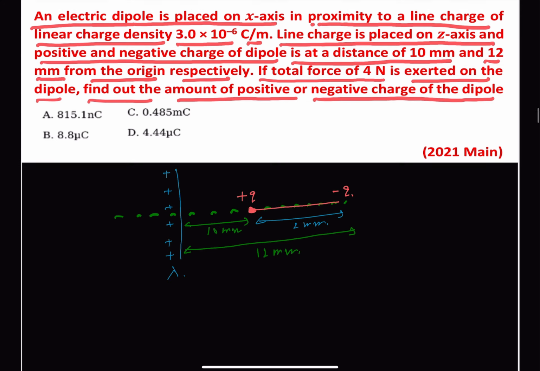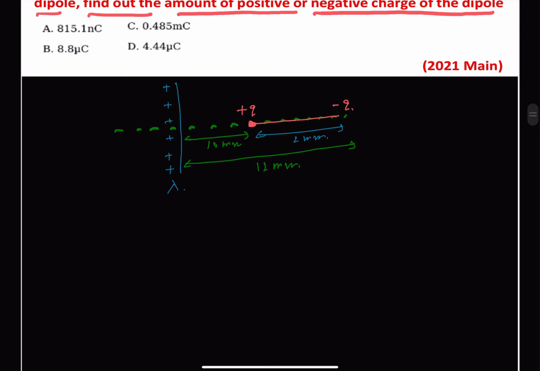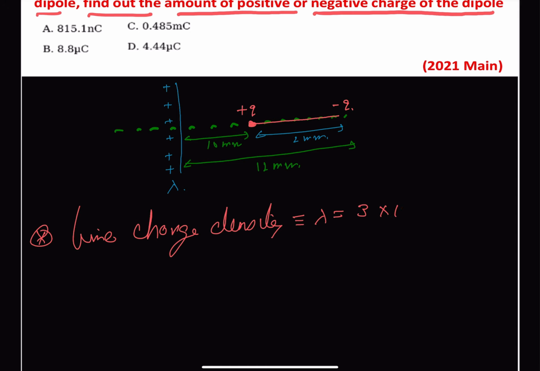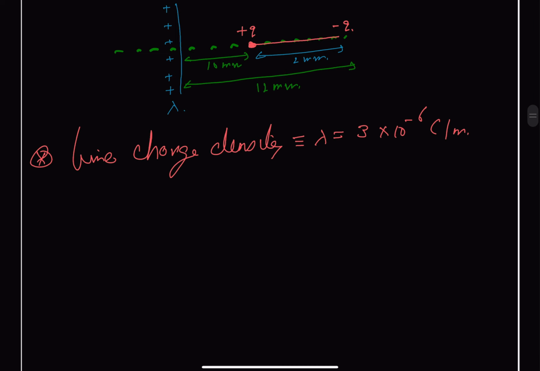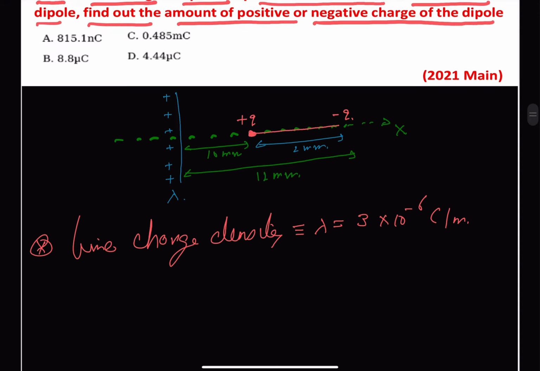So lambda is given to us, so we can write that the line charge density, which is our lambda, is equal to 3 into 10 to the power minus 6 coulomb per meter, and the dipole is along the x-axis. So this is our positive x-axis, and this is our z-axis.